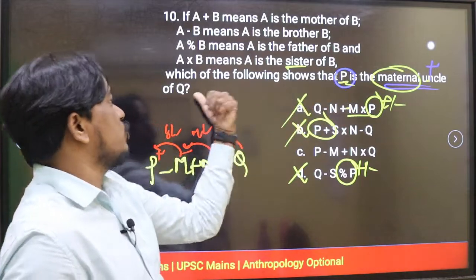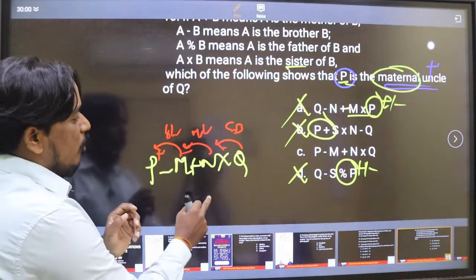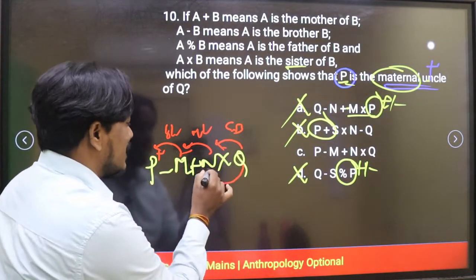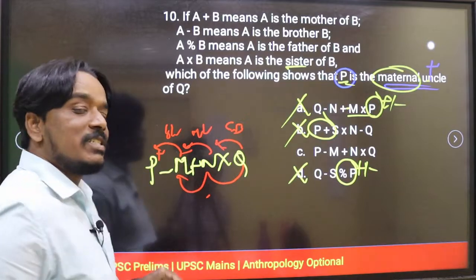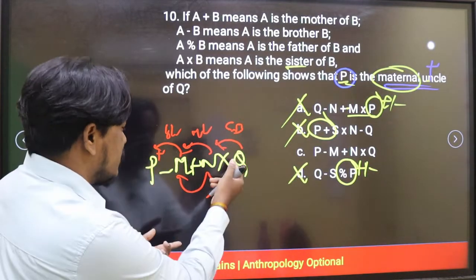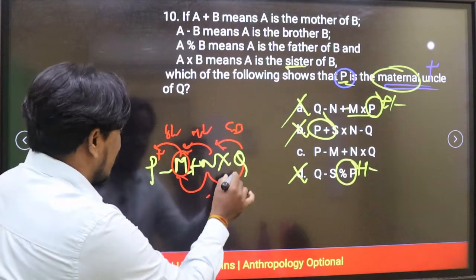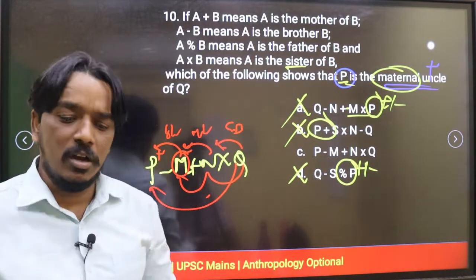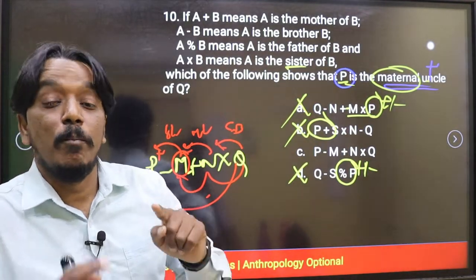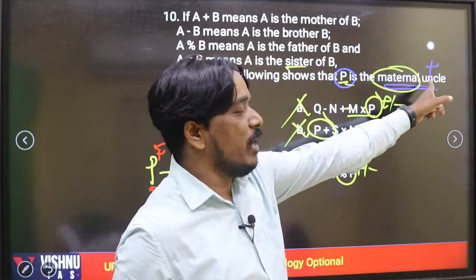Here we required the P to Q relation. This is sister, mother, then minus. See, assume yourself is Q. Your sister's mother is your mother only, right? Your sister's mother is your mother. Up to M is clear, your mother. Your mother's brother, obviously your uncle. But what type of uncle is it? Mother's side, maternal uncle. What is the question? They are asking maternal uncle.